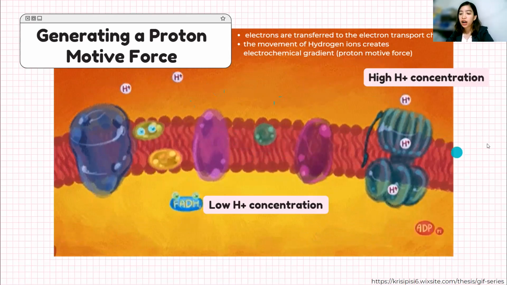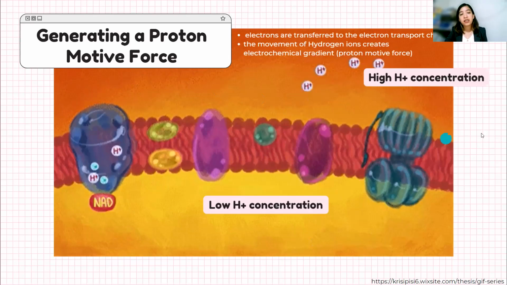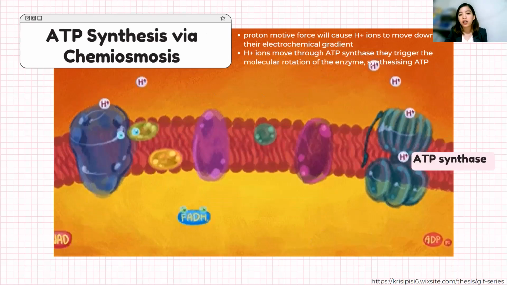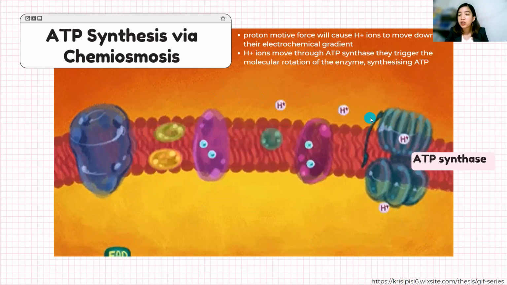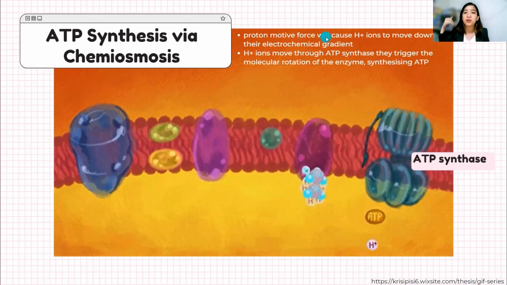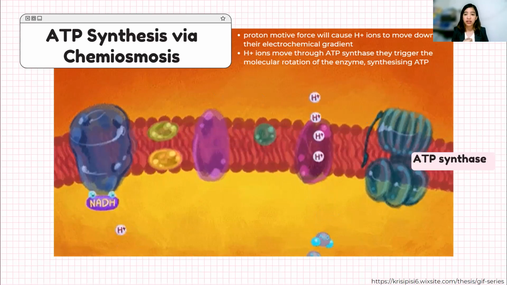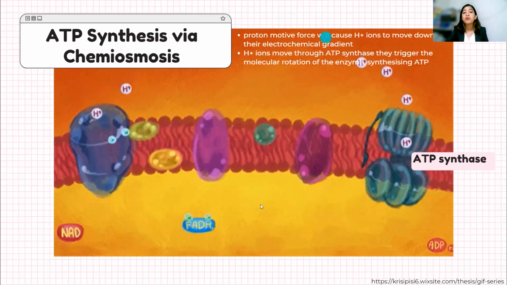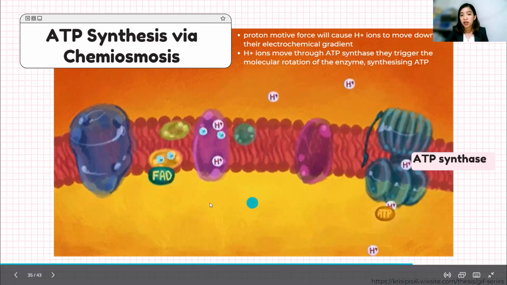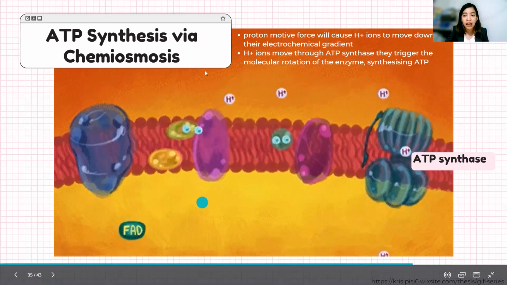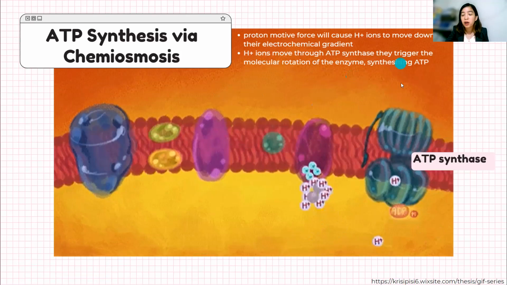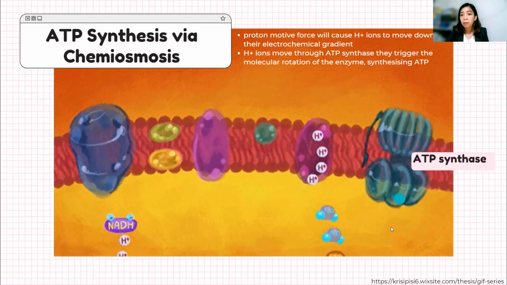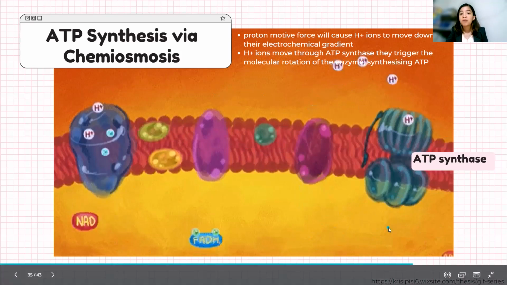side to another. Next is the ATP synthesis via chemiosmosis, where the proton motive force allows the hydrogen ions to enter again because of the electrochemical gradient. Because if you notice, if the concentration of hydrogen ions is low here and they go out, this becomes the high concentration, and also they will move down to enter again to achieve balance.